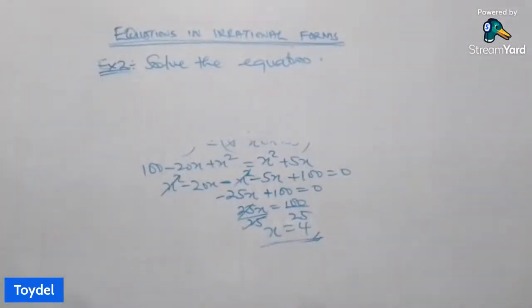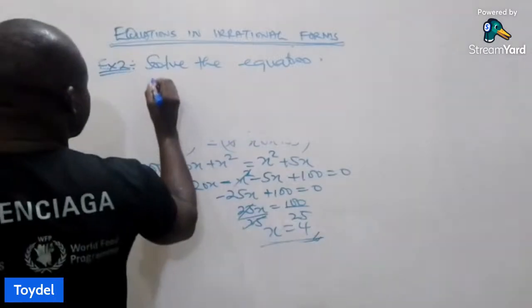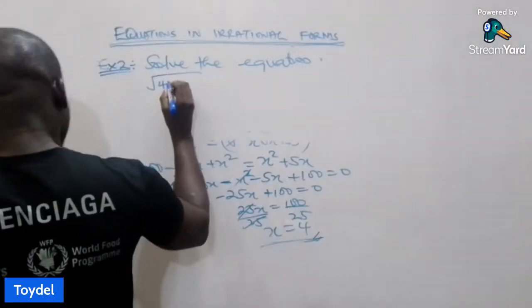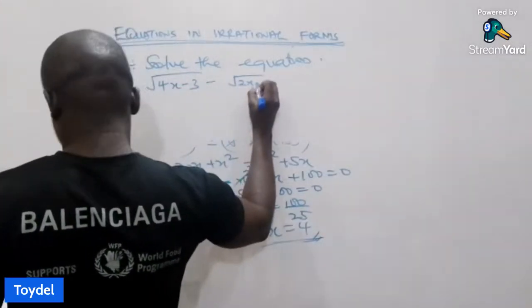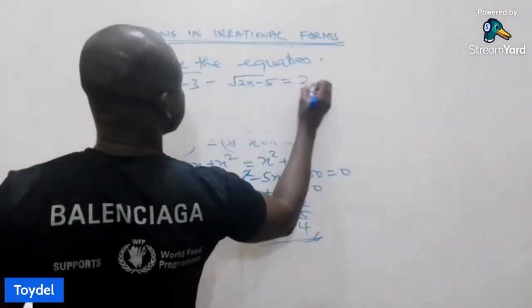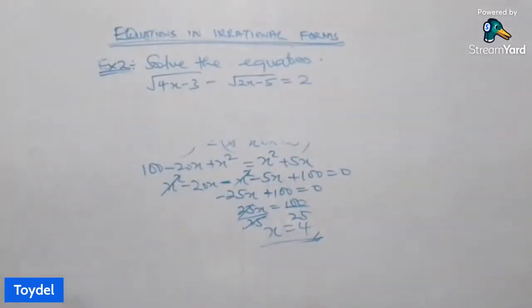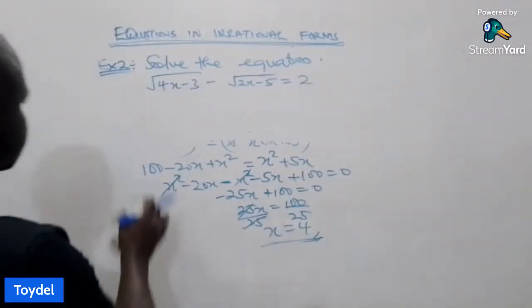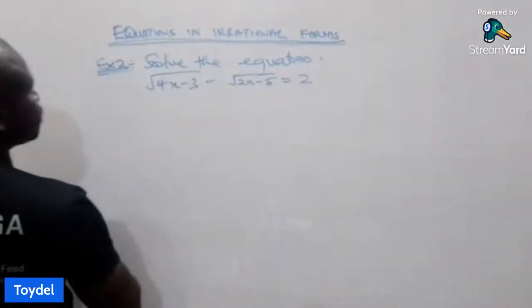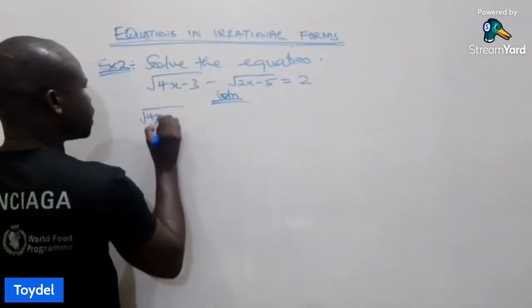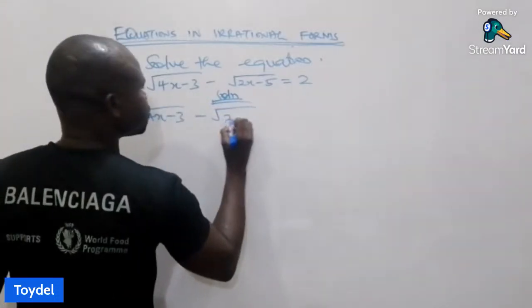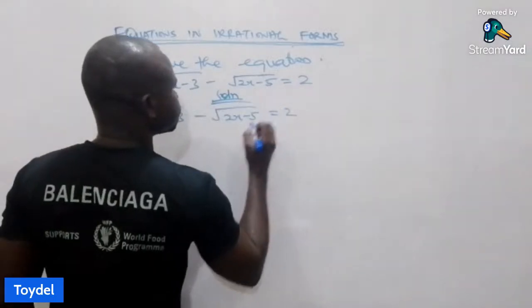And what is the equation? So we have square root of 4x minus 3, then minus square root of 2x minus 5 equal to 2. So this is the equation that we want to solve. So how do we solve this equation? We follow the same step. Solution. We say square root of 4x minus 3 minus square root of 2x minus 5 is equal to 2.